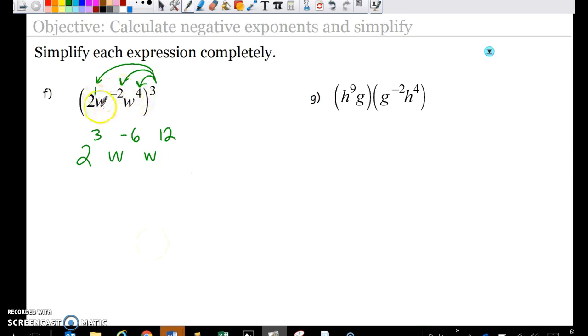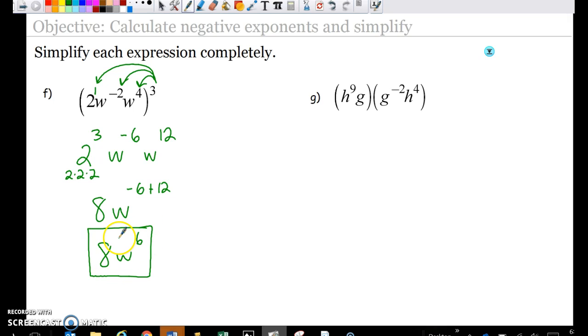Some people might have been asking in their head, could I simplify this ahead of time? You sure could. Because what's going to happen now when I multiply a power with the same base times another power with the same base, I add the exponents. I have w to the negative 6 plus positive 12. And 2 to the 3rd, since it's a number base, I could actually evaluate that. That's going to be 8. 8w to the 6th power.